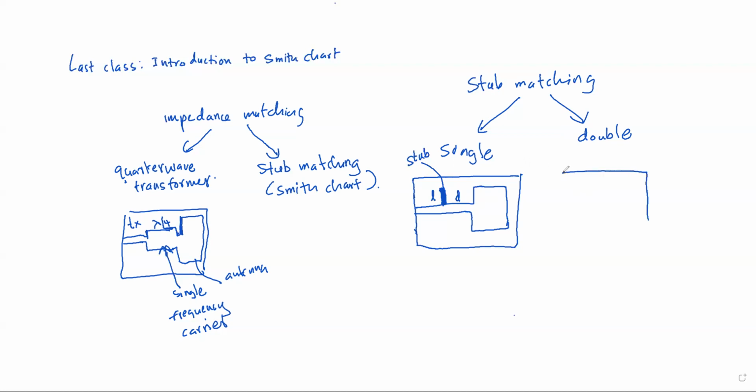When we have double stub matching, we just have two stubs like that, which are separated by a certain fixed length.